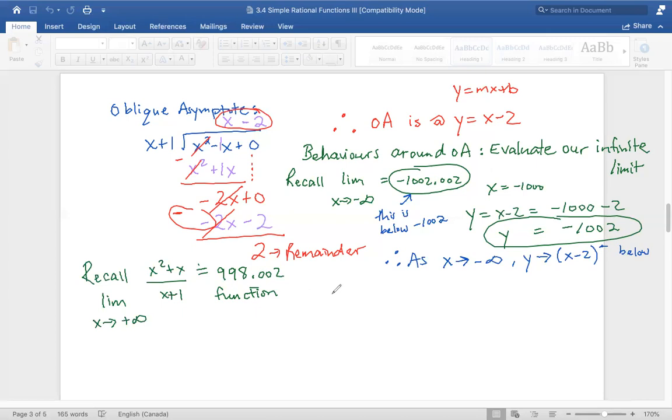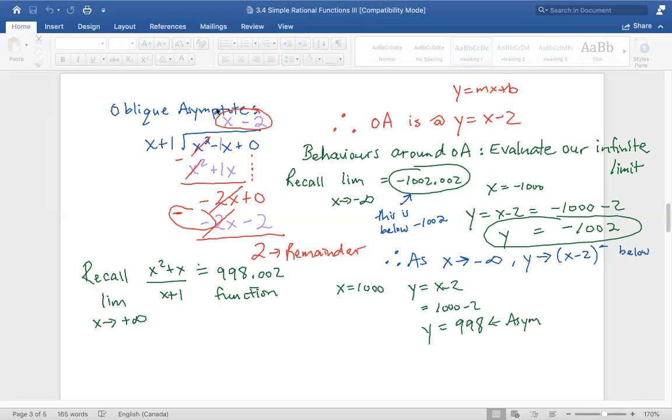So what I want to do is plug in a value of x equals 1000 into my oblique asymptote equation and then compare them, right? So 1000 minus 2, I'm going to get 998, right? So my function is at 998.002, and my asymptote is at 998. So how is the function comparing to the asymptote? As I'm approaching the asymptote, the function is slightly higher. That's a bigger number, right? The function is slightly higher than the oblique asymptote.